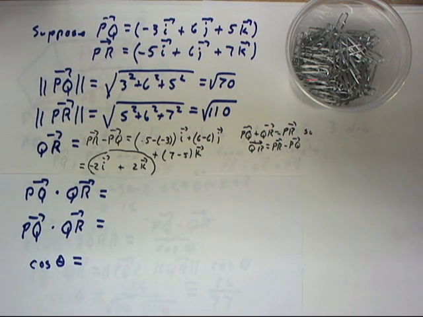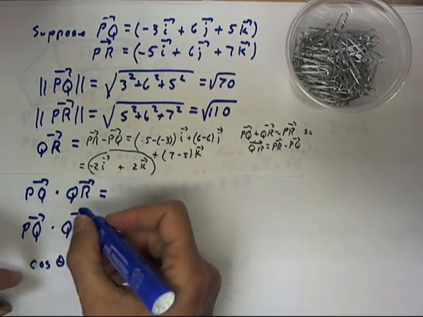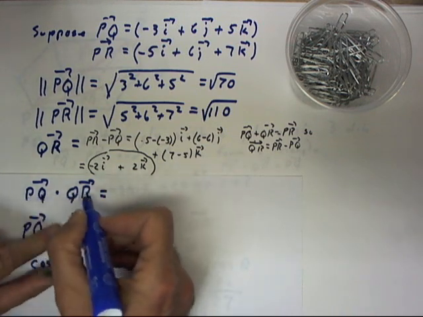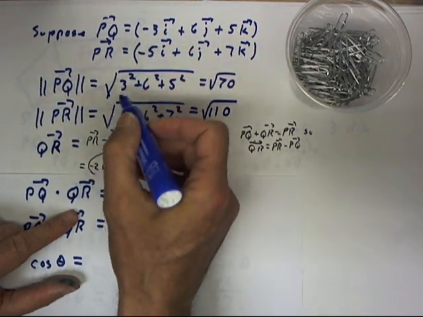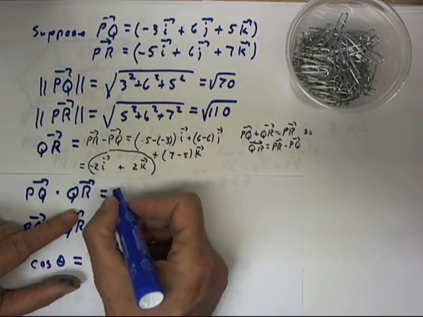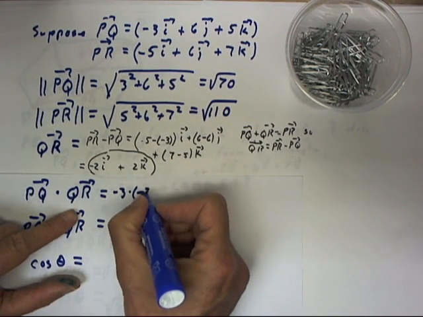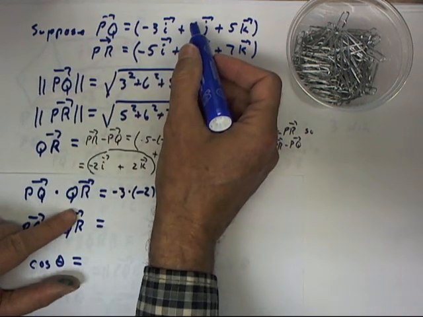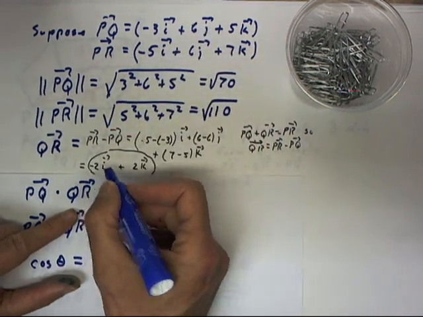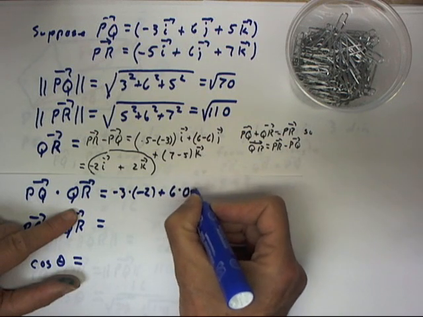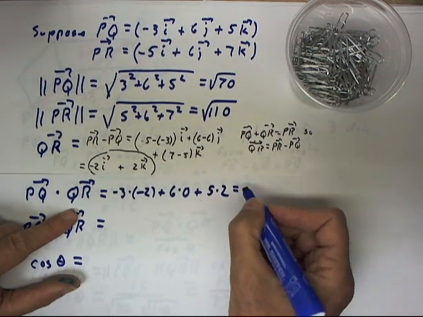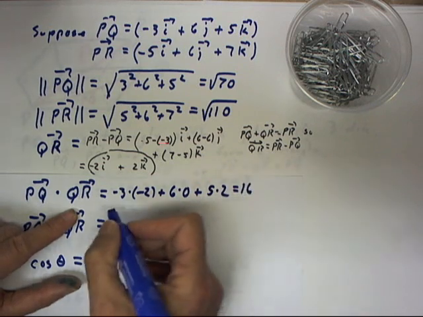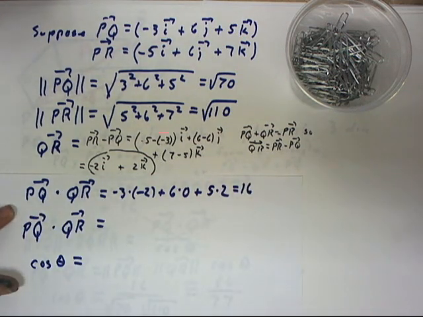Now, if you know the dot product in 2 dimensions, which was provided in the review that you've completed, it won't be any surprise that the dot product in 3 dimensions follows the same pattern. We simply multiply the i component of PQ by the i component of QR, obtaining negative 3 times negative 2. The j components, which are 6 and 0 in this case, and the k components, 5 and 2, and we find that this is 10 and 6, which is 16. So PQ dot QR is 16.